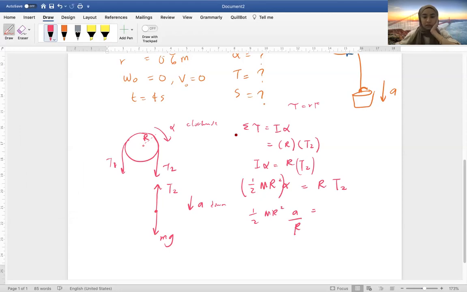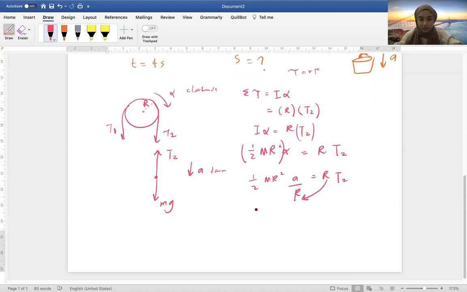Wait, and then R T2. So what I can do here, I can just bring R to the other side, right? So it becomes 1/2 mr squared.